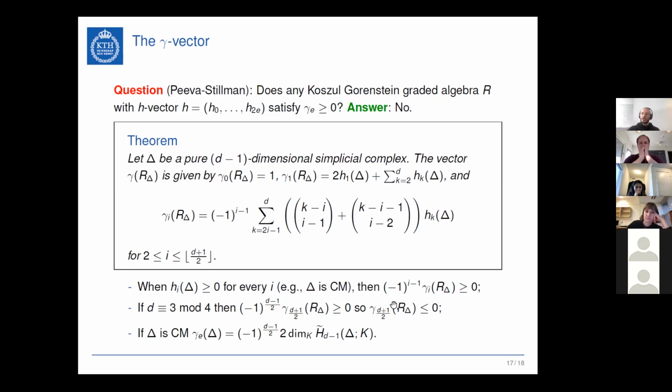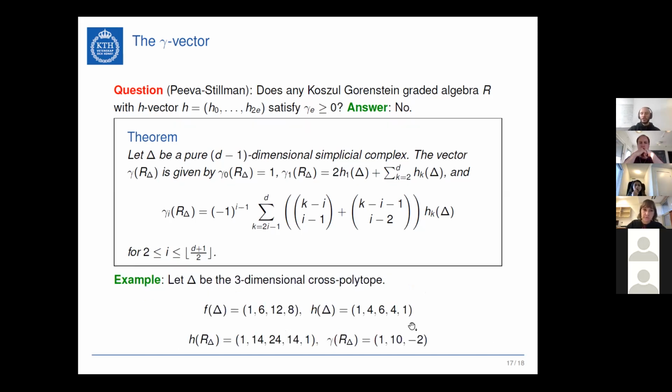And it's not only not satisfied, this number can be as negative as we want. Because if we choose delta to be Cohen-Macaulay, then this number is actually -2 times the top homology of delta. So we can take, for example, a flag triangulation of a wedge of spheres, and this is going to give a hugely negative Charney-Davis quantity.